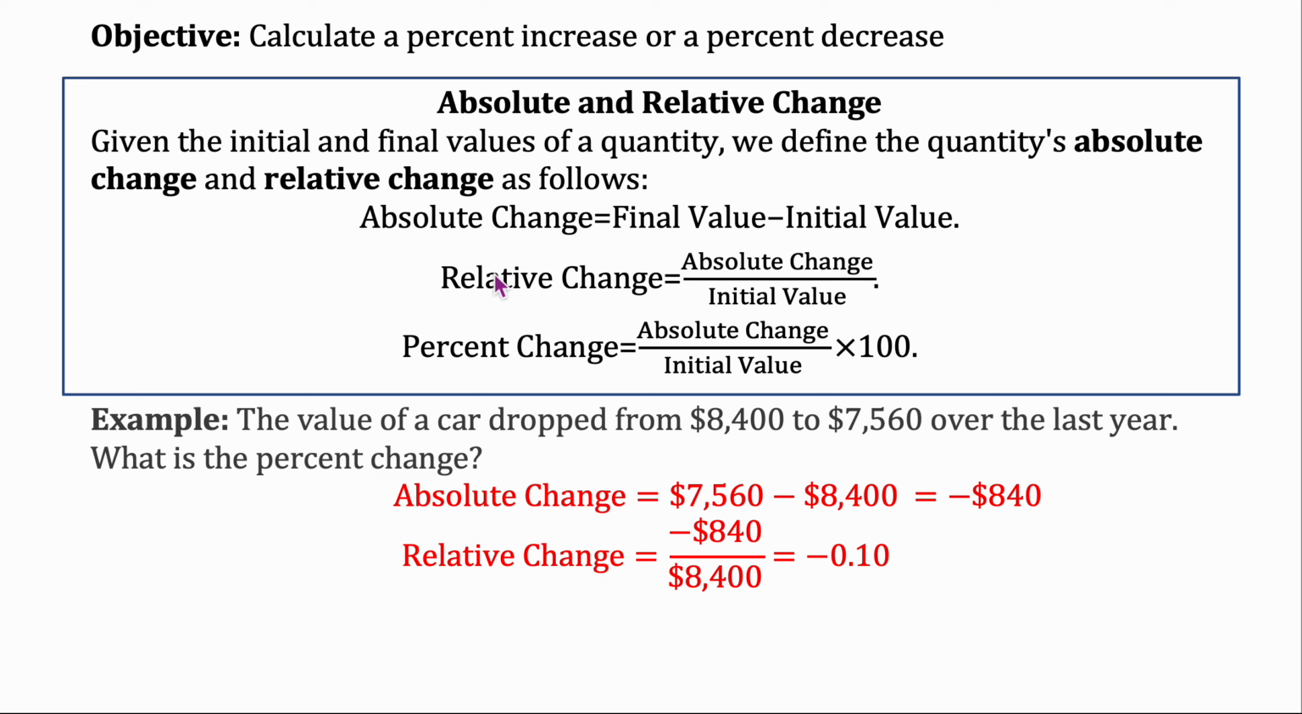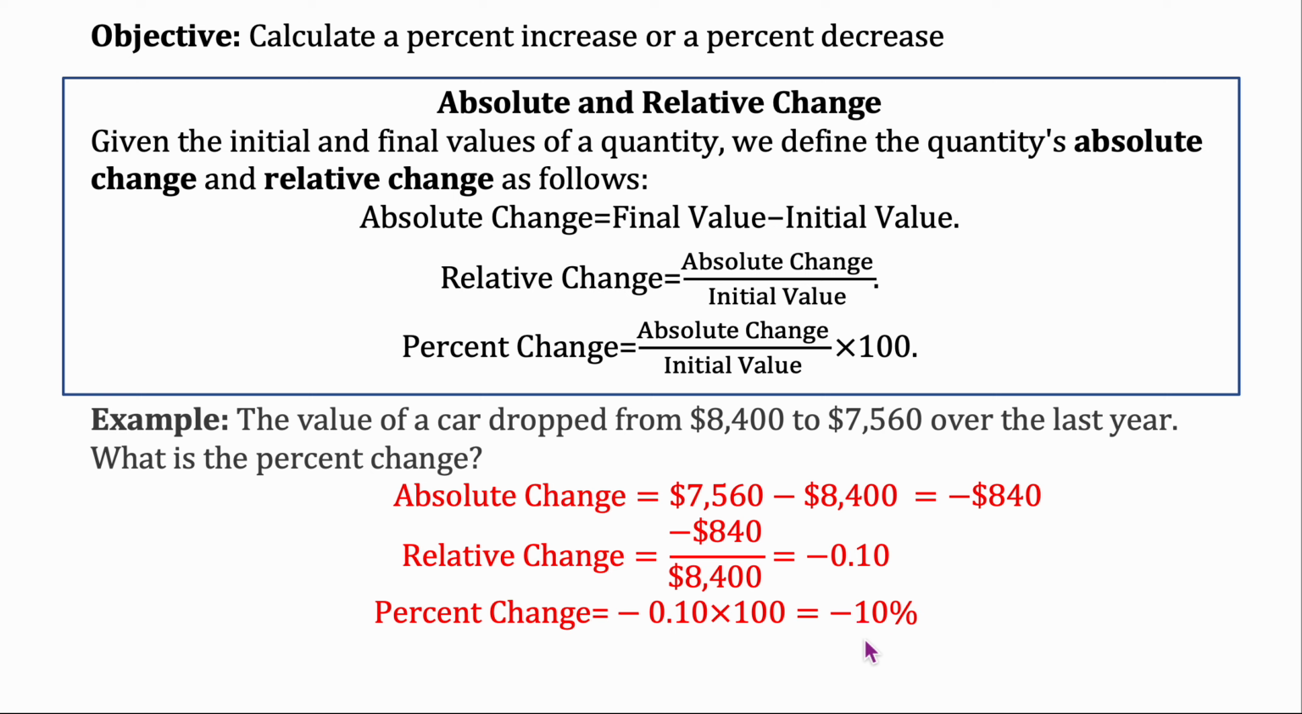Now we can move on to relative change. We're just going to take the absolute change divided by the initial value. So here is our absolute change, negative 840, divided by our initial value, 8,400, and we get the decimal, negative 0.10. The percent change, we just need to multiply that by 100. So if you multiply that by 100, we have decreased in value by 10%. That's what that negative tells us.